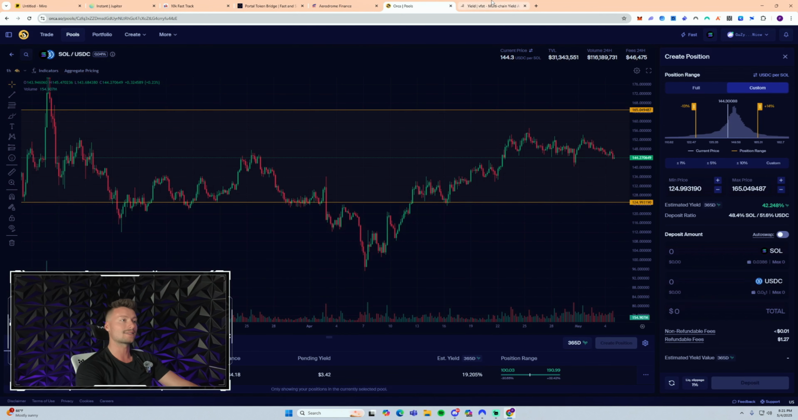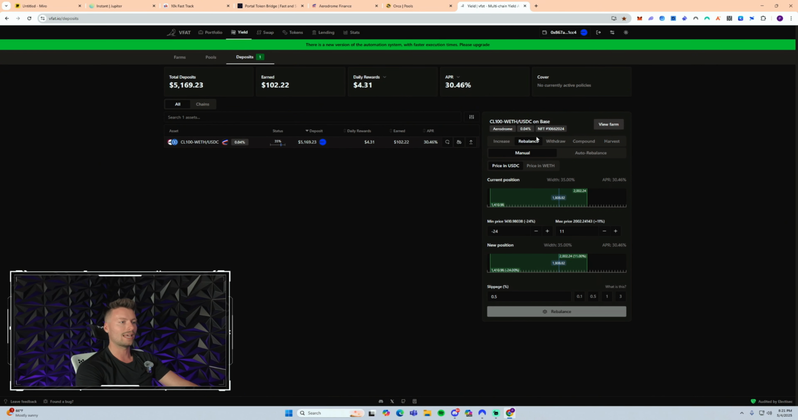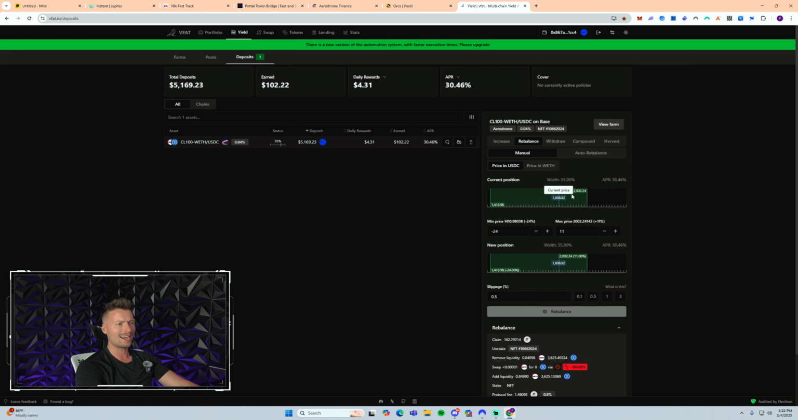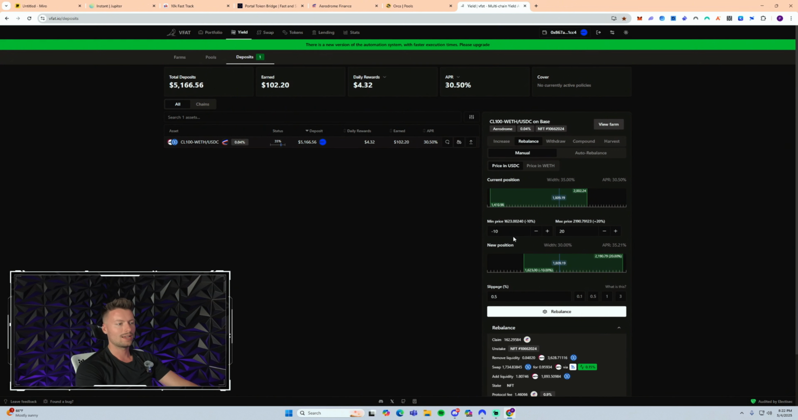On Orca at least. Some places like VFAT, for example, which is just managing an Aerodrome position, as you can see, they'll let me rebalance just right from here. So right now you can see I have a 35% wide range, $1,400 to $2,000. If I wanted to, let's say I want to run something a little tighter, let's get a $2,000 top here. You can see this new position I've tightened up by 5%, so it's a tighter range.